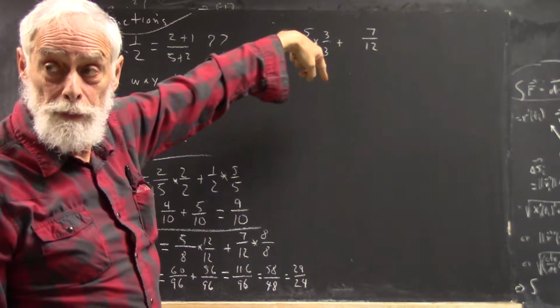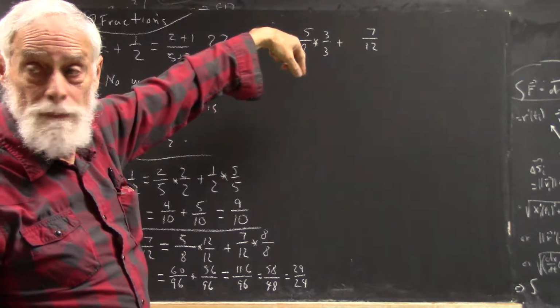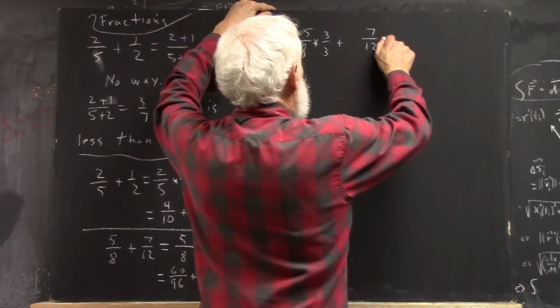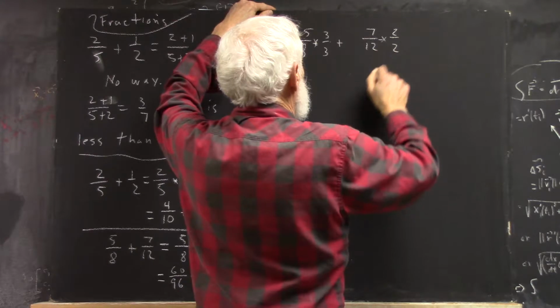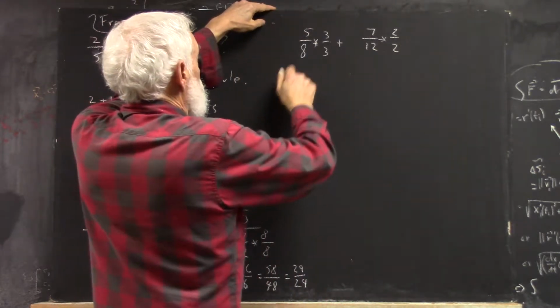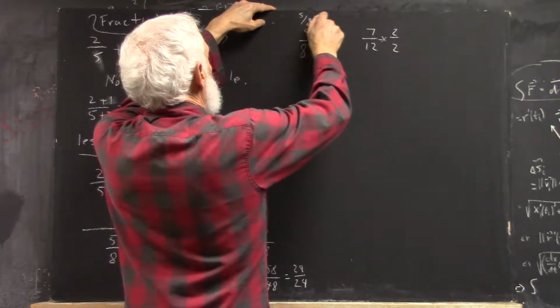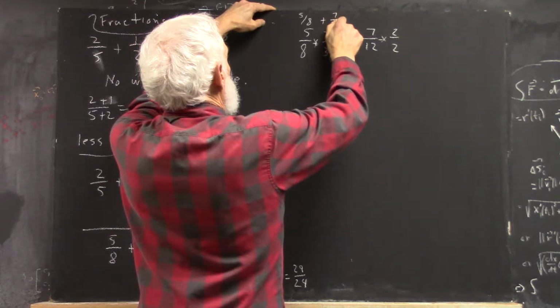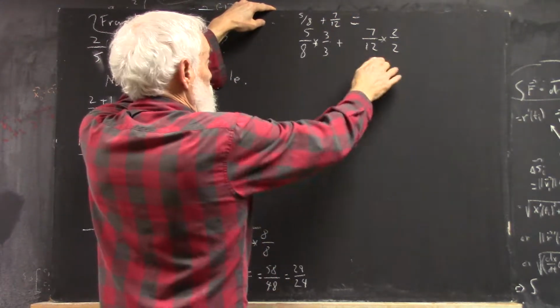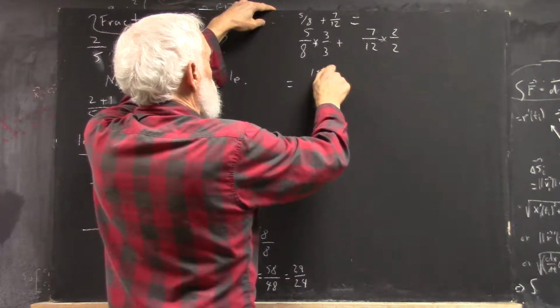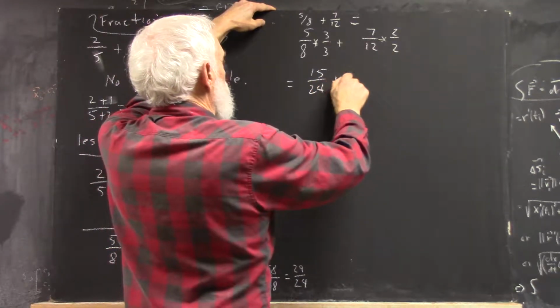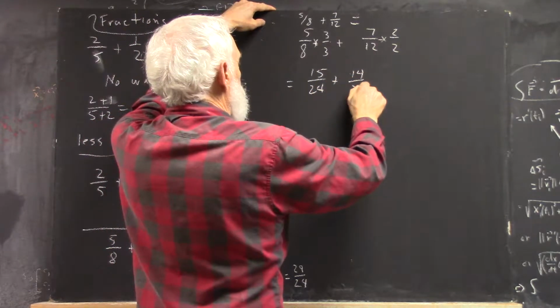And what are we going to do with 7/12? Times 2. Multiply by 2 over 2. So 5/8 plus 7/12 equals this, which equals 15 over 24 plus 14 over 24, right?